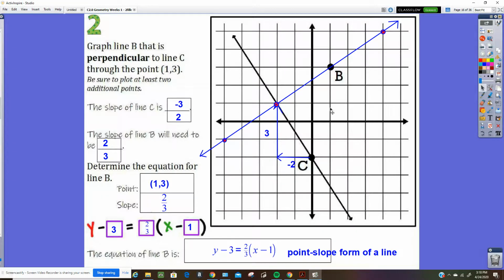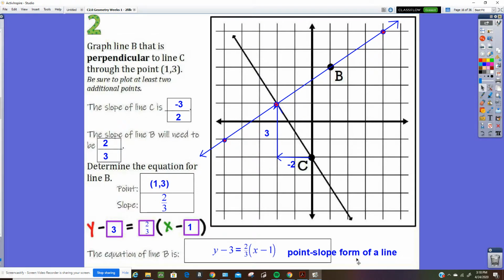So now I have the point B, which is 1, 3, and the slope 2/3, plugging into the point slope formula line, y minus 3 is equal to 2/3 times x minus 1. And here's the equation written in the box here. Y minus 3, that's my y value. The slope is 2/3, plug that in here. And then x minus 1, that's the point slope formula line.